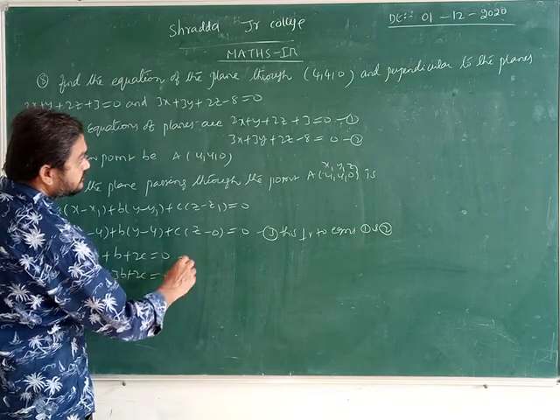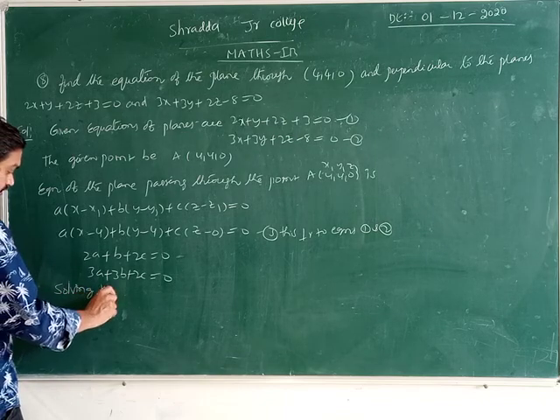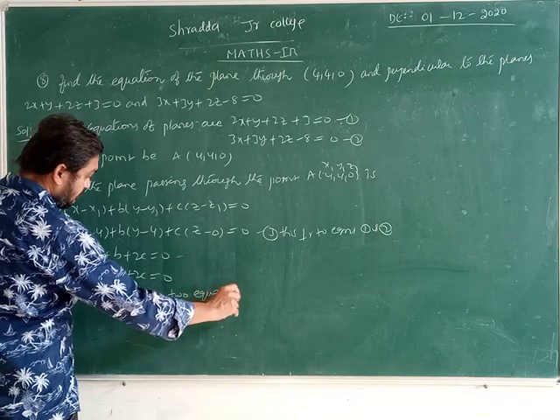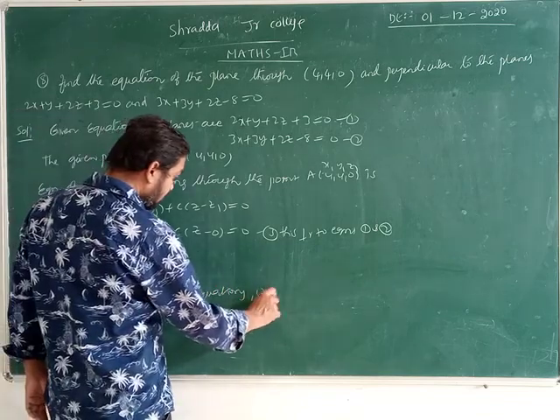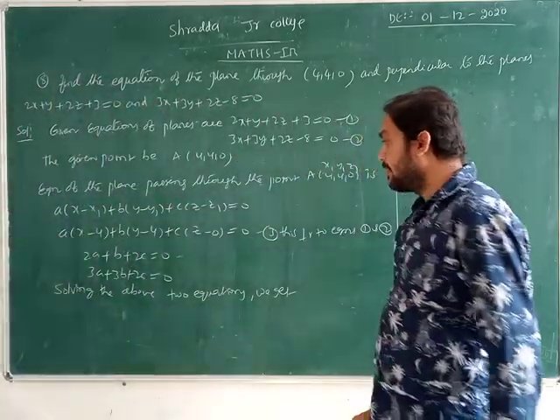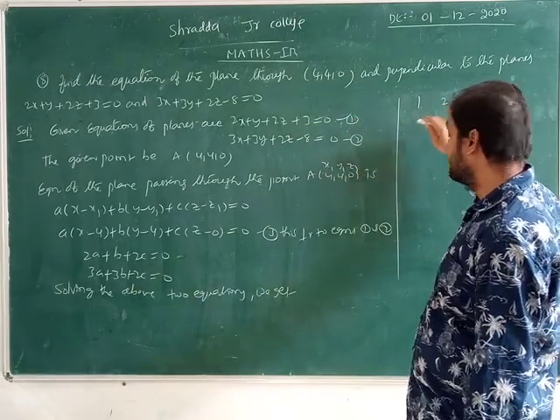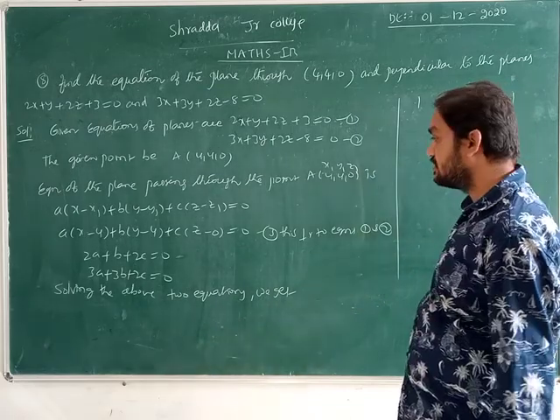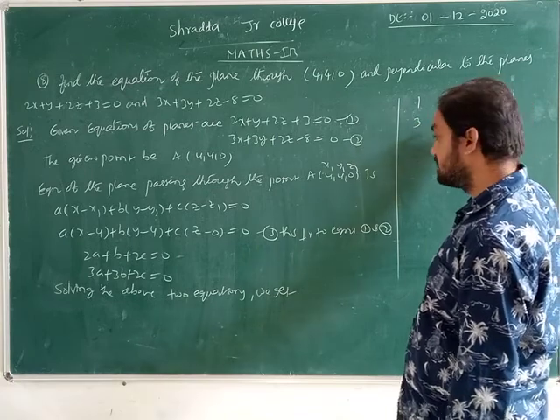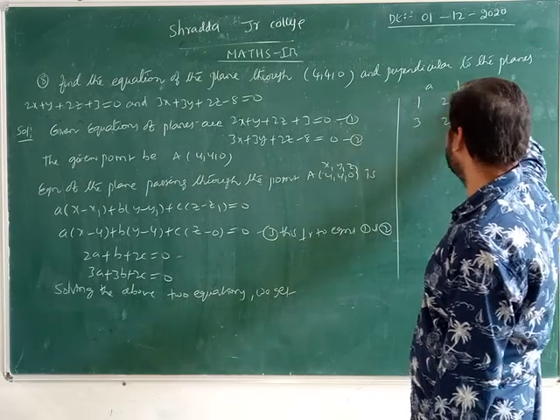We take this, solving the above two equations. So what we are getting here, by the cross multiplication method: b coefficient 1, c coefficient 2, a coefficient 2, b coefficient 1, and here b coefficient 3, c coefficient 2, a coefficient 3, b coefficient 3. Now here a, b, c.